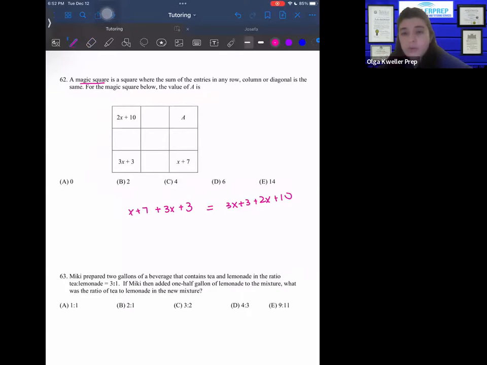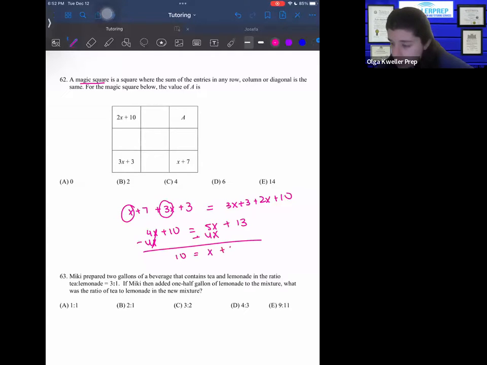Okay. So this is one way that we can do it. We can set up this equation and then try to solve. x plus 3x gives me 4x, and then plus 10. And on this side, we get 5x plus 13. Then we can subtract 4x from both sides and get 10 is equal to x plus 13. Then we subtract 13 and we get x is negative 3. And then we can plug in and see what we end up with, right? So that's one way that we can do that.